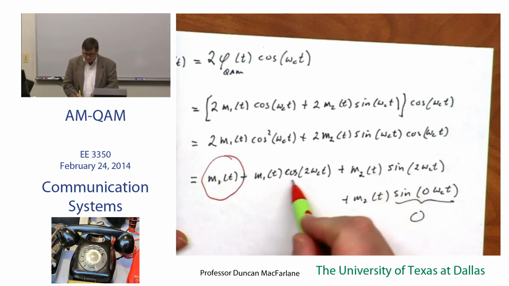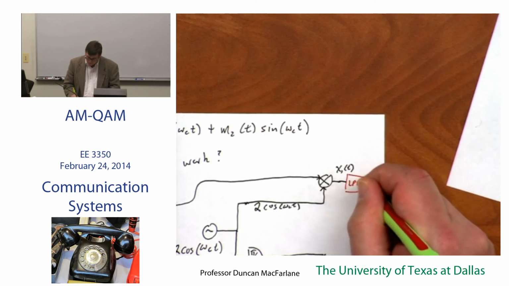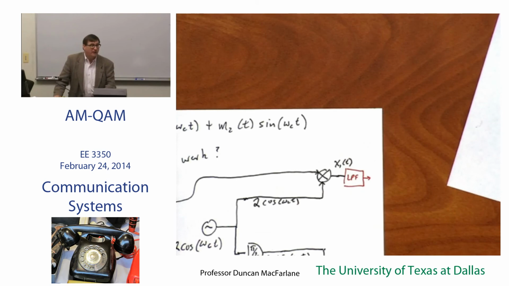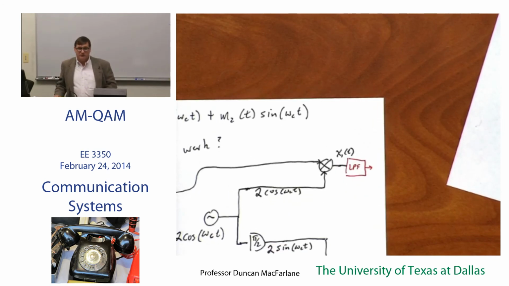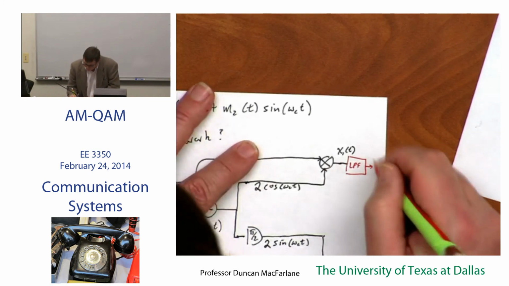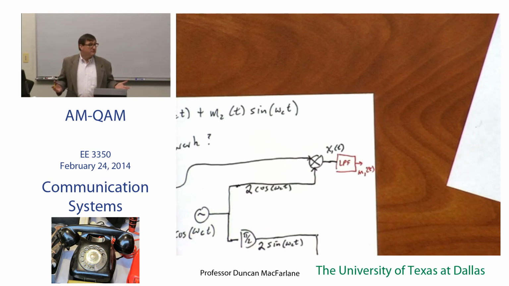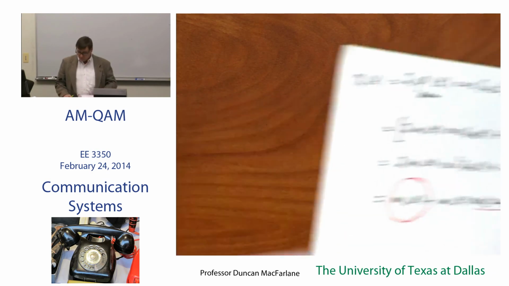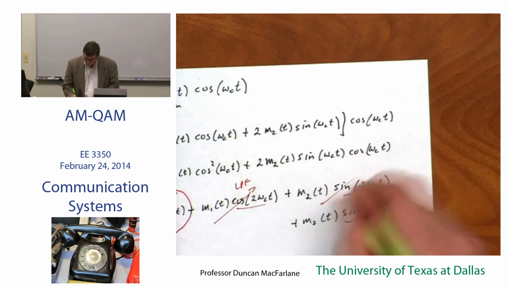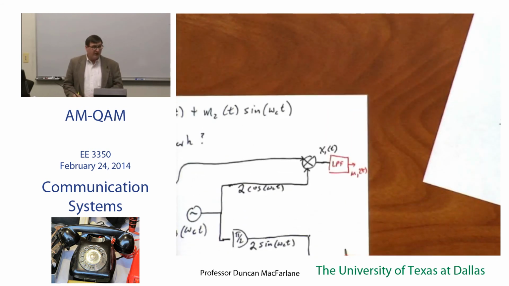What do I do about these guys here? Filter. What kind of filter? Low pass filter. A low pass filter will be fine because I don't want to destroy what's at baseband. So just a nice low pass filter on x1 of t, and now the output of this will be m1 of t. Where's m2? M2 got canceled. With that extra little bit of filtering, we recovered it.